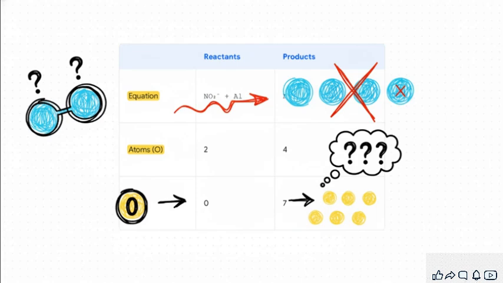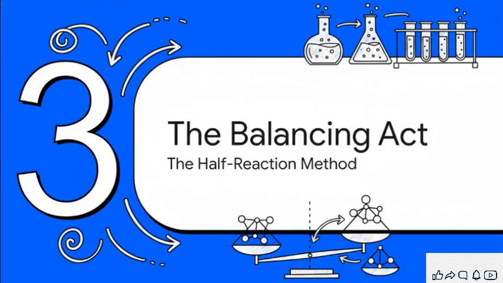It's a total mess. We start with 2 oxygens and end up with 4. We start with 0 hydrogens and somehow end up with 7? How does that even happen? It's complete chaos. So, to clean up this mess, we can't just guess. We need a system, a reliable method, and that's exactly what we have.